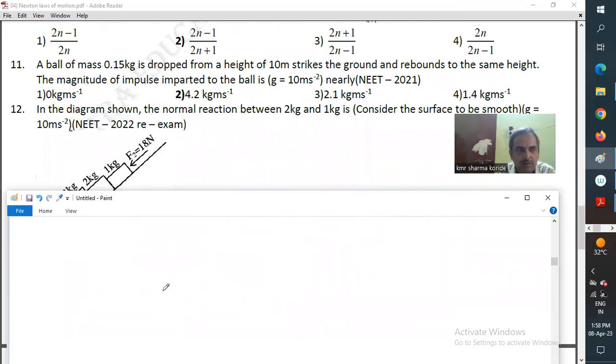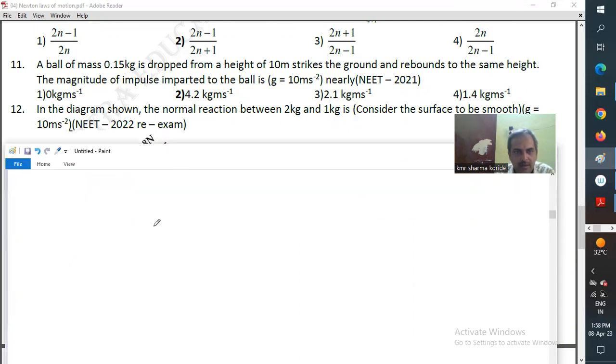Moving to another question. A ball of mass 0.15 kg is dropped from a height of 10 meters, strikes the ground and rebounds to the same height. You need to find out the magnitude of the impulse imparted to the ball. Let us say this is the horizontal surface, or you can say this is the ground. The ball is dropped here. The initial velocity you take as 0. The final velocity at the time of hitting is u1, covering the distance of 10 meters. You treat it as h1 is equal to 10 meters.